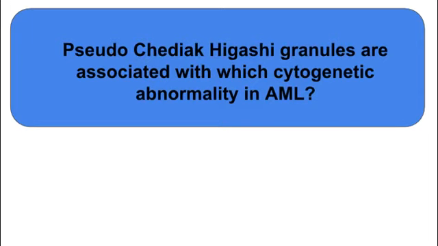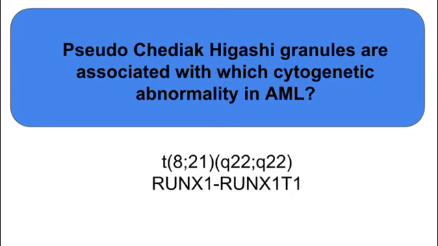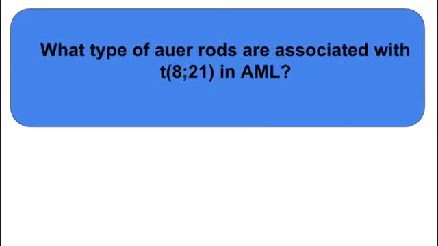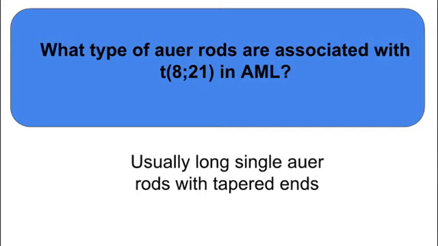Pseudo-Chediak-Higashi granules are associated with which cytogenetic abnormality in AML? Translocation (8;21), which results in a fusion between RUNX1 and RUNX1T1. What type of Auer rods are associated with translocation (8;21) in AML? Usually long single Auer rods with tapered ends.